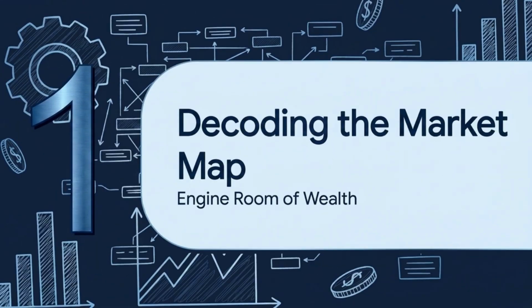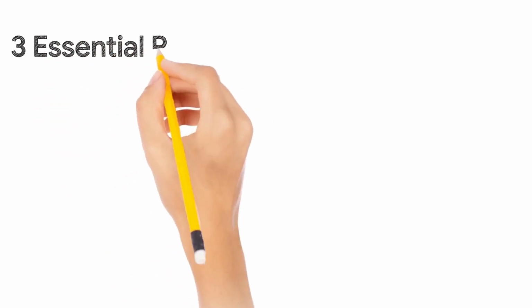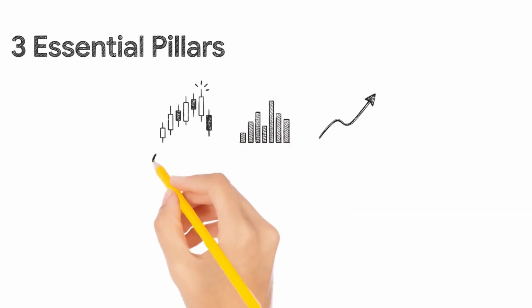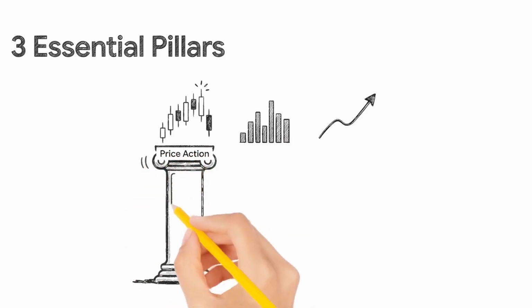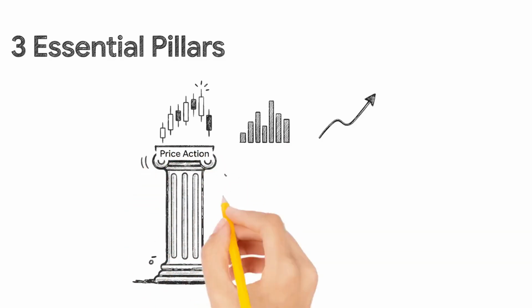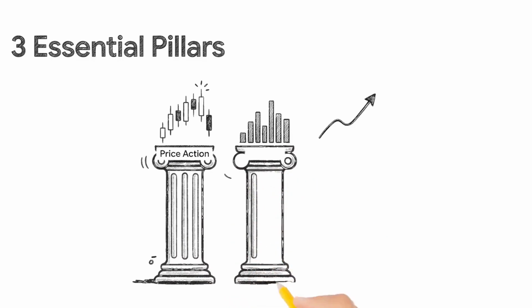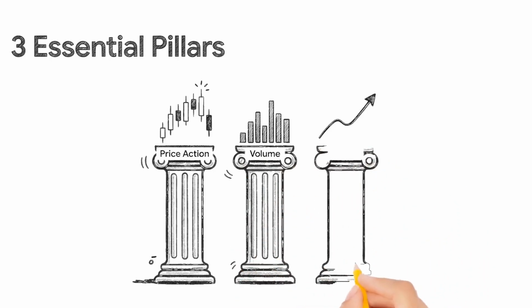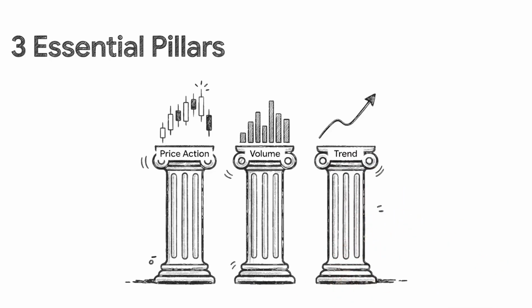Welcome to what we like to call the engine room of wealth. Before we dive into any specific stock, we absolutely have to understand the foundation of this whole thing. If you want to decode any chart, you really only need to focus on three essential pillars: price action, volume, and trends. That's it. That's the whole shebang. If you can understand how these three elements interact, you will know exactly what the market is thinking at any given moment. Which brings us to part two: the language of candlesticks.